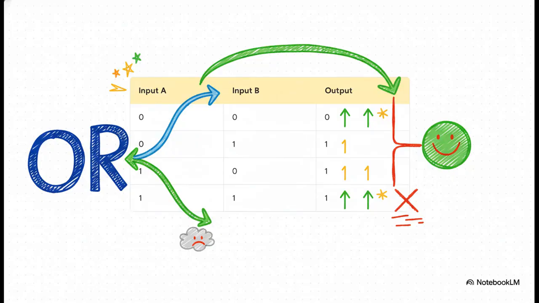And you can see the difference right here in its truth table. The only way to get a 0 or false is if both inputs are 0. Any other combination where at least one of the inputs is a 1, you're going to get a 1 at the output. Much more lenient than that tough AND gate, right?